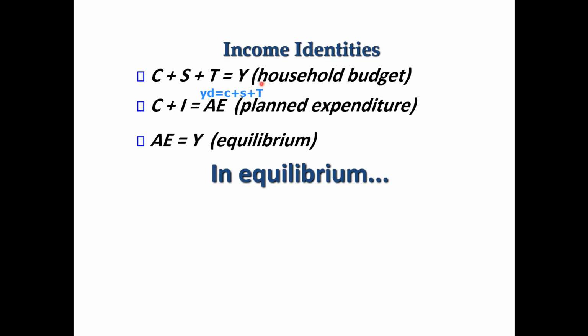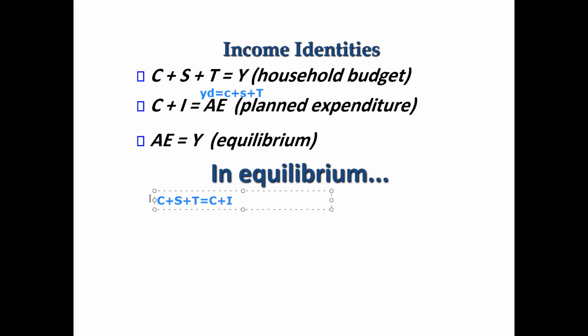The equilibrium will happen at the point where the aggregate expenditure, or the planned expenditure, equals the household budget. In this equilibrium, if we have the equality AE equals Y, this means that consumption plus saving plus taxes will equal consumption plus investment.